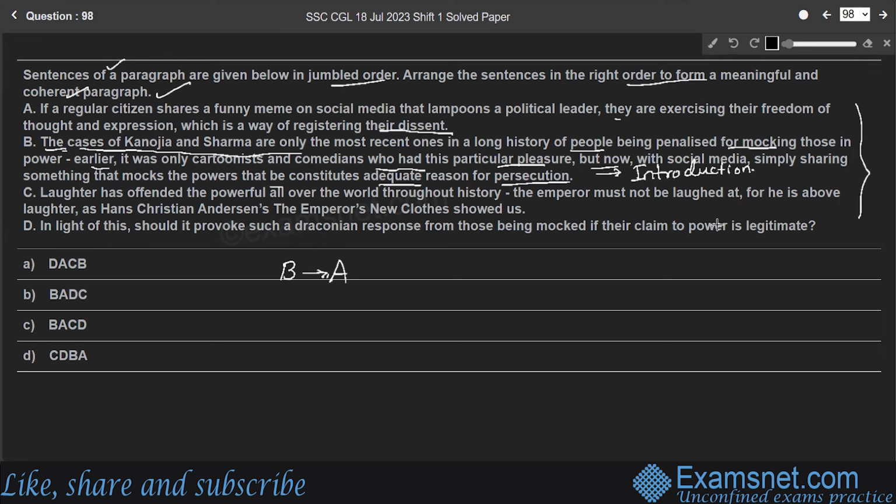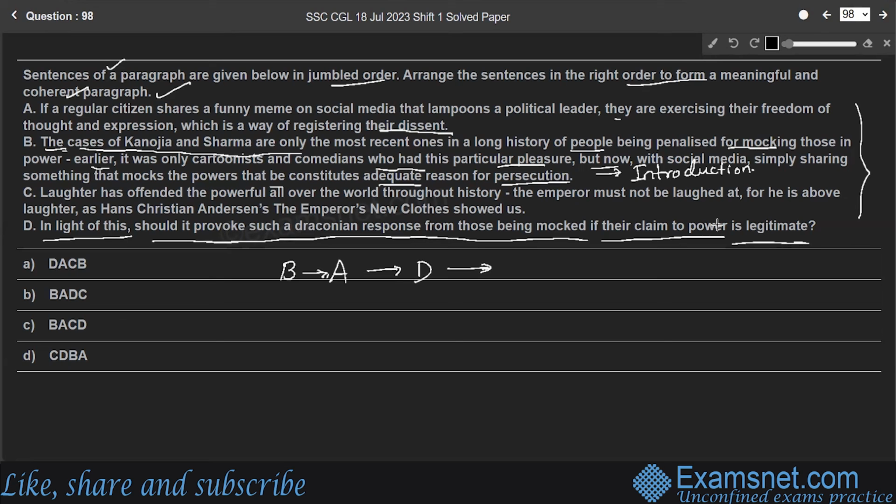So B A. Next comes sentence D, right? Here sentence D is, in light of this, should it provoke such a draconian response from those being mocked if their claim to power is legitimate, right? So sentence D registers the response of the powerful as a question, right? So sentence D should come in the third position.